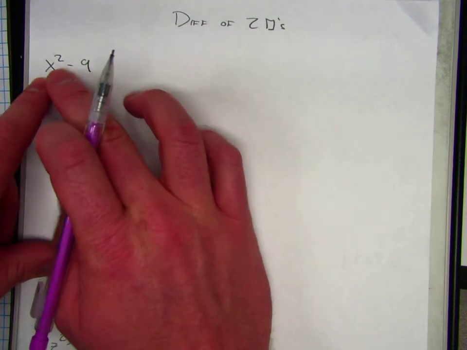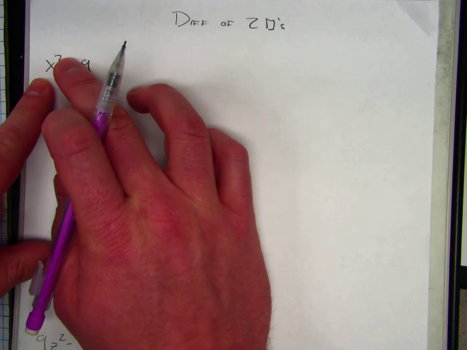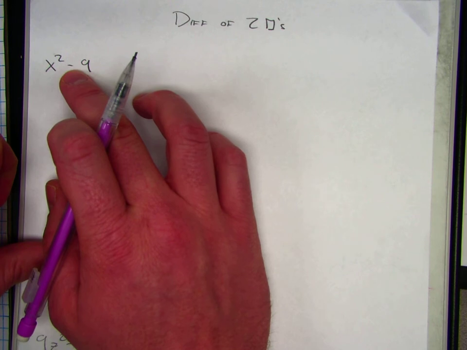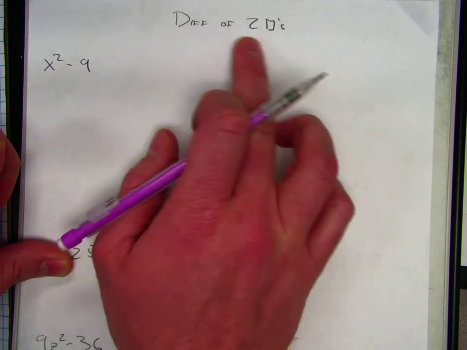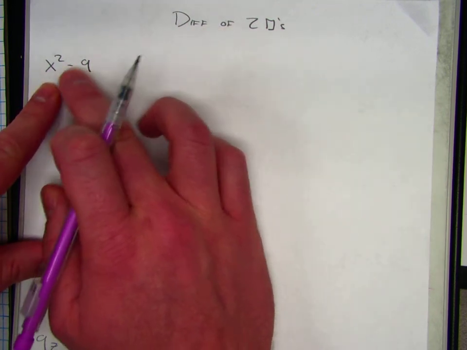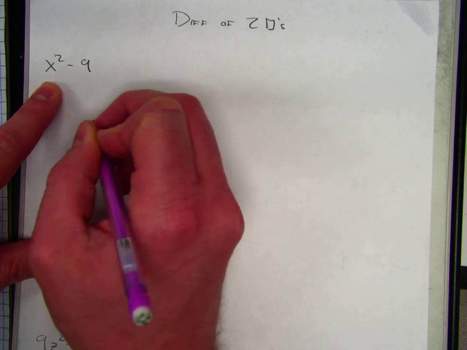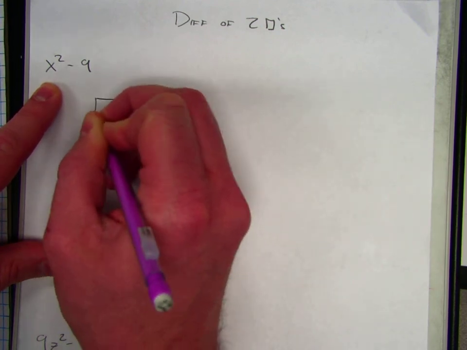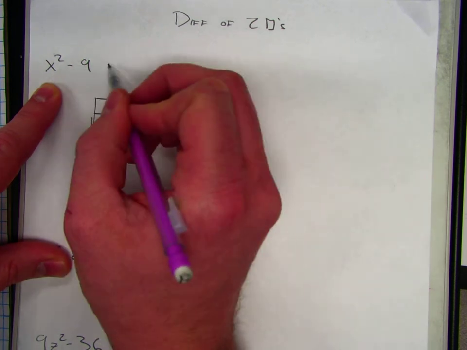These are both square numbers because x times x is x squared and 3 times 3 is 9. So they're both square numbers and they're being subtracted, so that's why it's the difference of two squares. Now let's just do this with our traditional box method just so that we can see the pattern, and then once we see the pattern we won't have to do the box method every time.